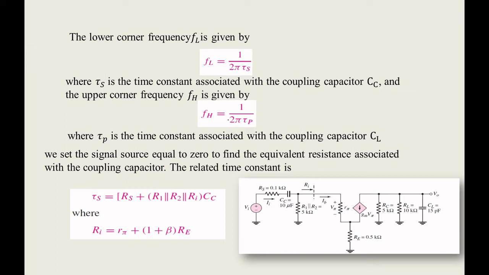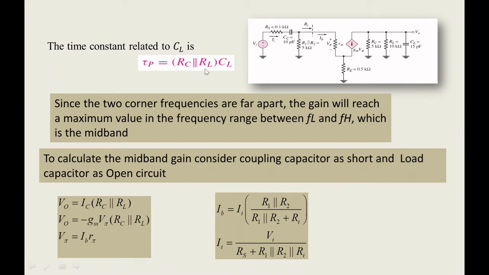Similarly, if you find FH, what will you get? We will be finding tau P equal to Rc parallel to RL. For this, the capacitor will be considered as an open circuit, while you are finding with respect to different ranges of frequency. So the Rc and RL are parallel to this capacitor. By looking at it, you can understand: here it was series, here it is just parallel. So tau P equal to Rc parallel to RL into CL, and your formula will become 1 divided by 2 pi Rc parallel to RL into CL.